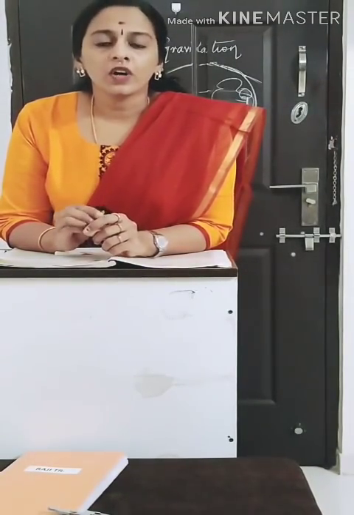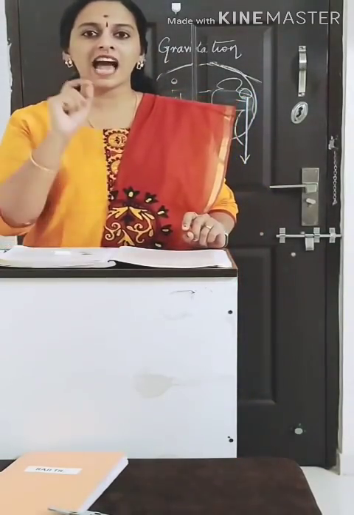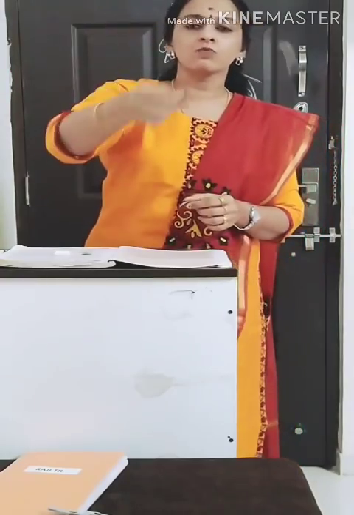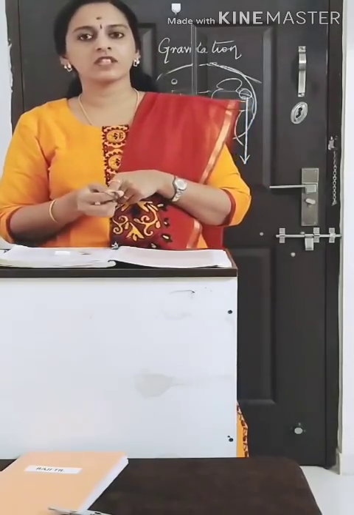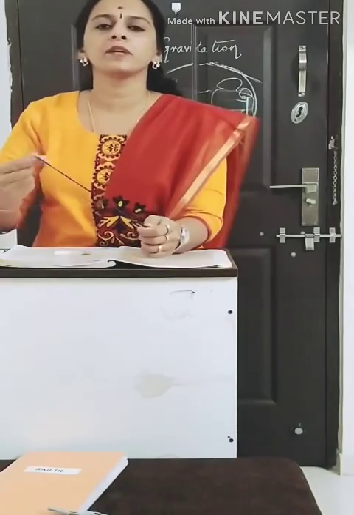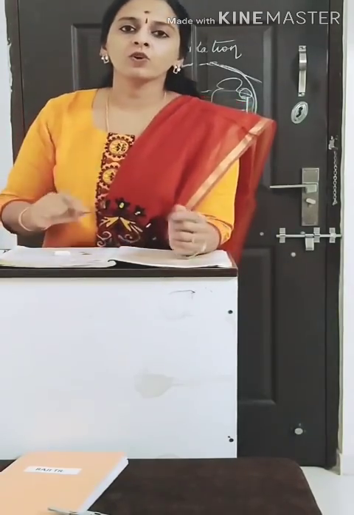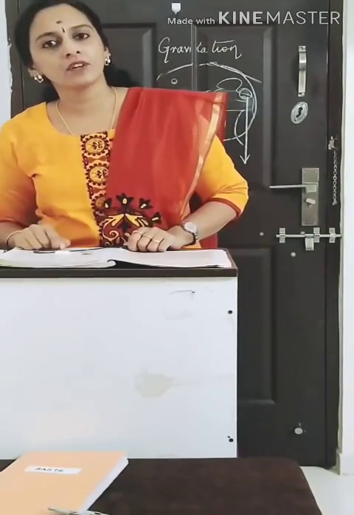A force acting on an object. I want you to write a force acting on an object moving along a circular path. Force is acting on this object and it is moving in a circular path and is directed towards the center of the circle is called centripetal force. I repeat, force acting on an object moving along a circle or circular path and is directed towards the center of the circle is called centripetal force.